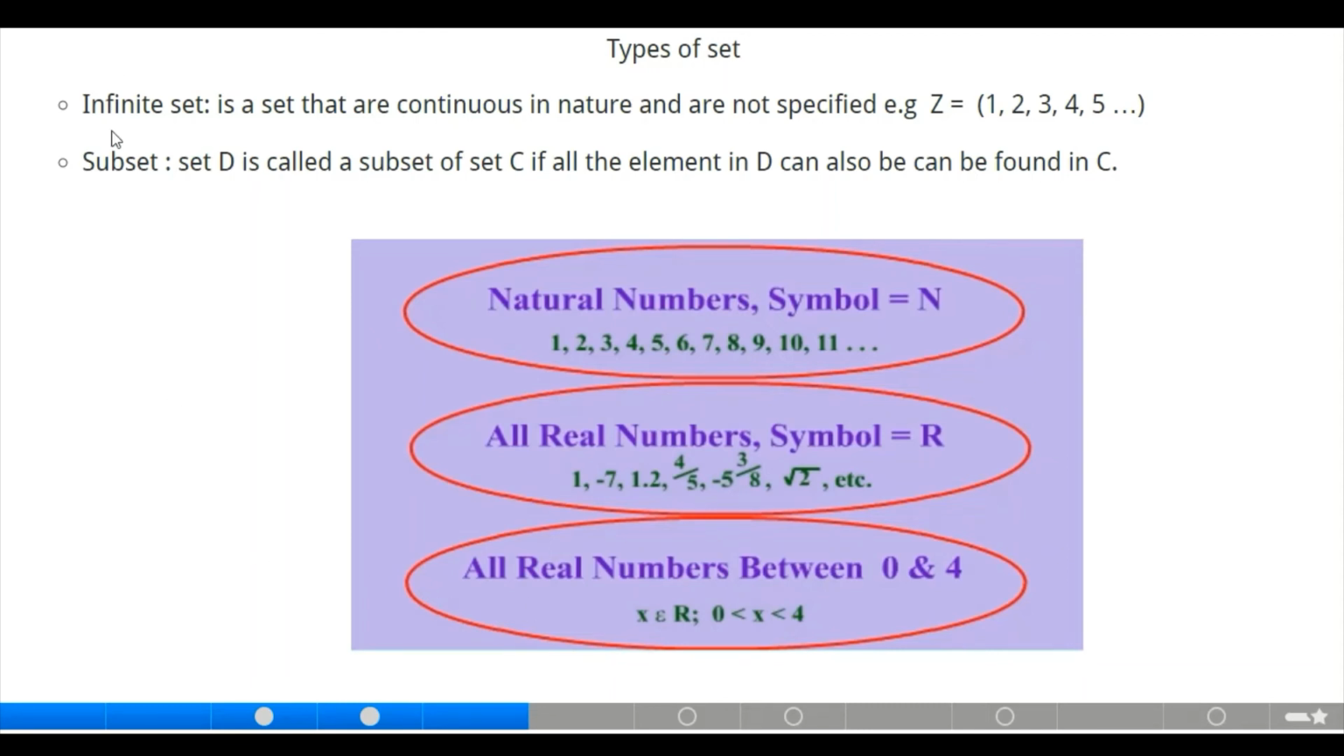Now, when we are talking about subsets, let's cite an example: set D is called a subset of set C if all the elements in D can also be found in set C. So if we have all elements in D, and I can find other elements as well in C, then we say that D is a subset of C.